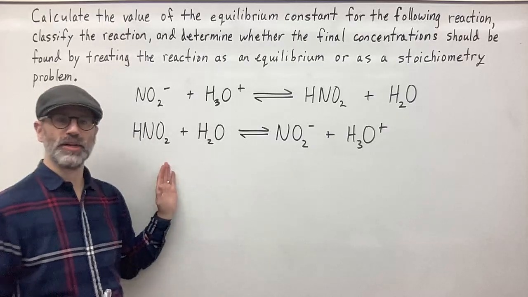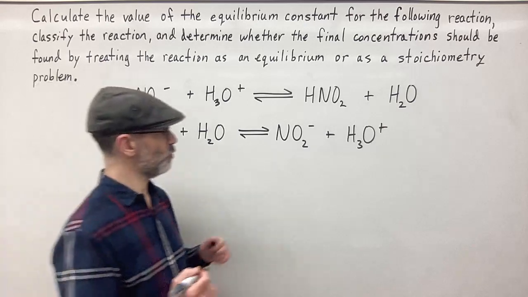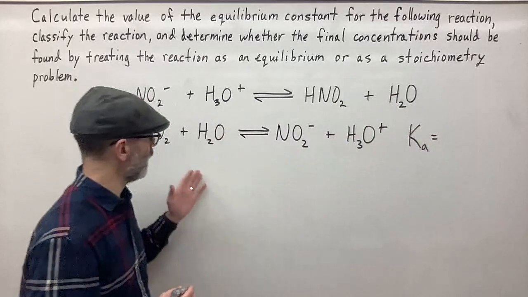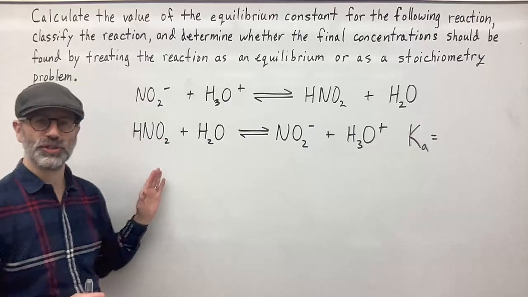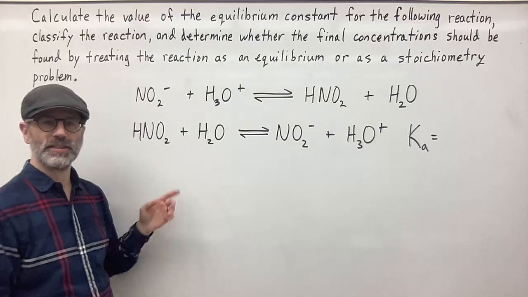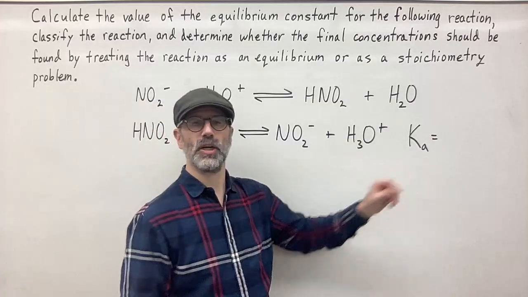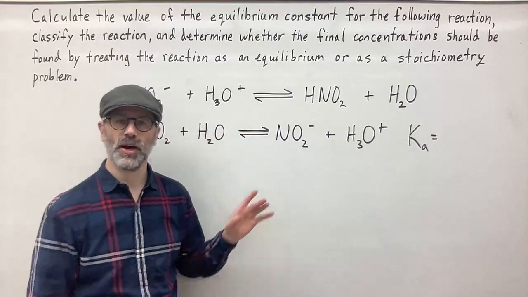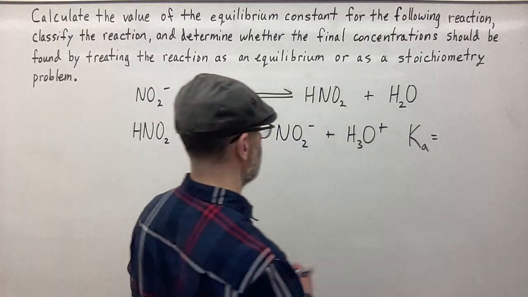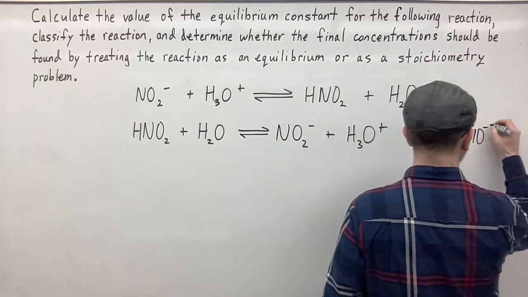Okay, so now we have it written as a weak acid reacting with water to form products. And that helps us out here because this fits the definition of a Ka value. So we can find the Ka value of this reaction. The Ka value is associated with any weak acid that reacts with water. And so for this weak acid, the nitrous acid reacting with water, we can look up that Ka value in a table somewhere. And when we look that up, we get 7.2 times 10 to the negative 4.